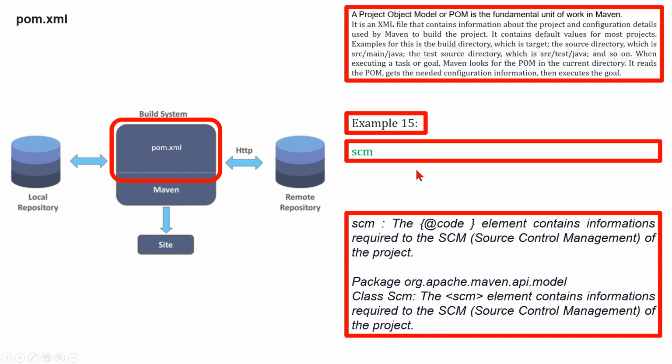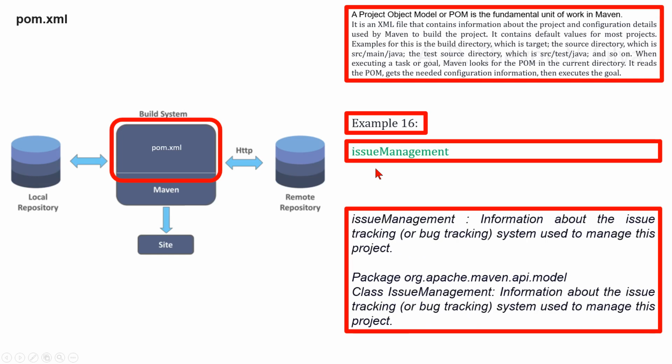SCM, the SCM element contains information required for the SCM, source control management, of a project. Regarding API, the class Scm in package Maven.api.model. The SCM element contains information required for the SCM, source control management, of the project. Issue management, information about the issue tracking or bug tracking system used to manage this project. Class IssueManagement in package Maven.api.model. Information about the issue tracking or bug tracking system used to manage this project.